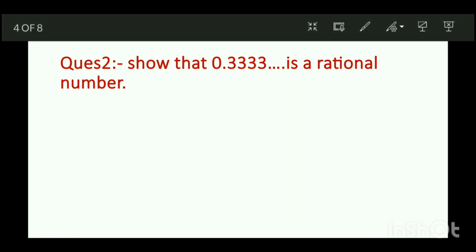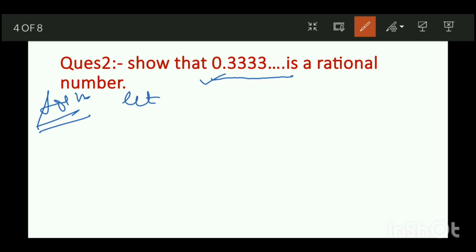Now we have a problem. We have 0.3333, a non-terminating and recurring rational number. Now the question is how we will represent this in rational form. I have two methods for this. I will tell you both one by one. First, a step-by-step method, and second, the formula. Okay, so let's start solving.